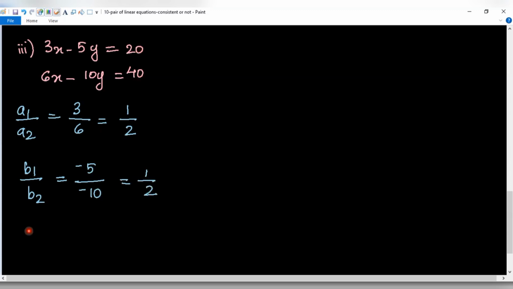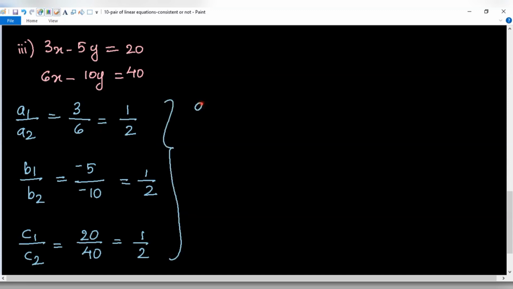Next, constant terms, C1 by C2. See here, 20 as C1 and C2 is 40. So 20 by 40. Again, we can divide. See, 40 is a double of 20. So we can write it as 1 by 2. Now, see, all the ratios are same, right? A1 by A2 is equal to B1 by B2. This is same as C1 by C2 in this question. So then all the three ratios are same.